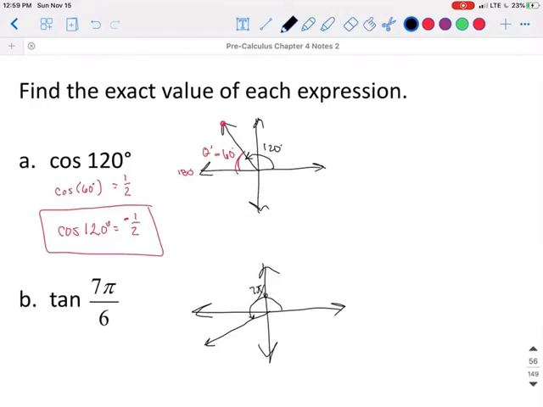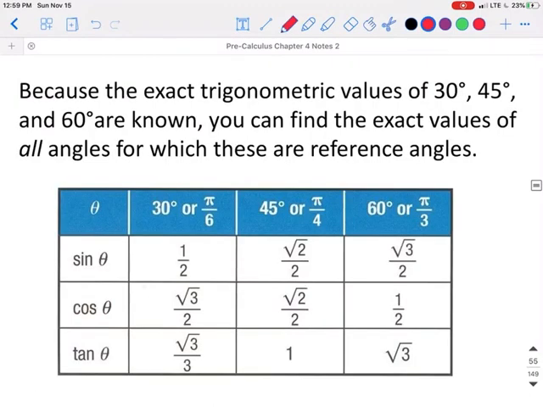Now we know half of a circle is pi, or we can write that as 6 pi over 6. So if we've gone 7 pi over 6, then to get back, we just need to go pi over 6. So our reference angle is pi over 6. If we need to find the tangent of pi over 6, tangent of pi over 6 is radical 3 over 3.